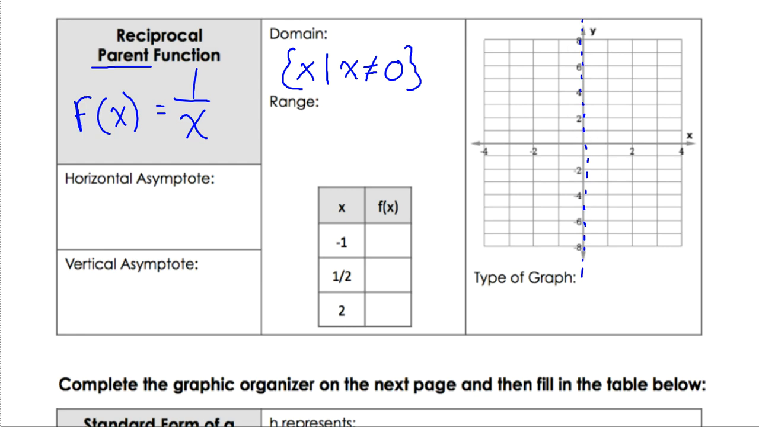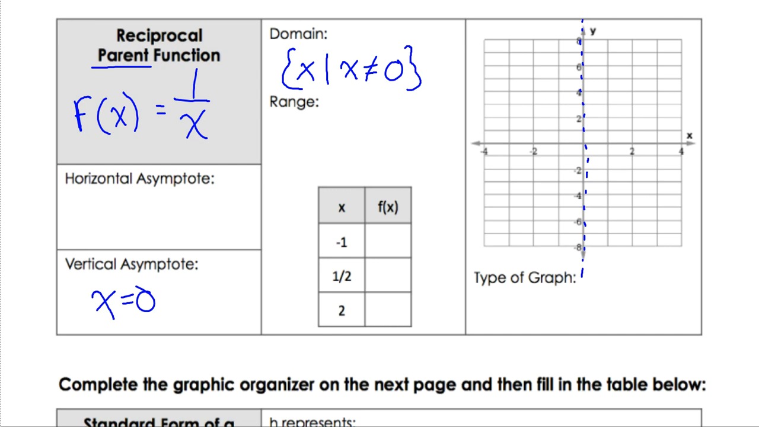So we draw this dashed line and that represents the asymptote. Those are the values that x can never be. Since x can never equal 0, that line is x equals 0, and that's a vertical asymptote.